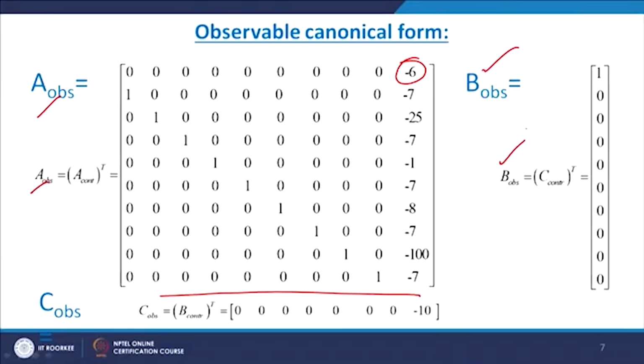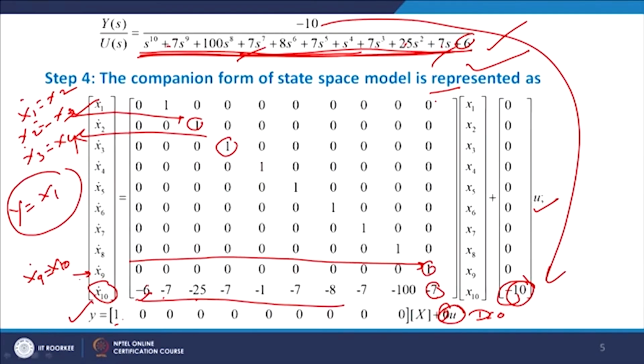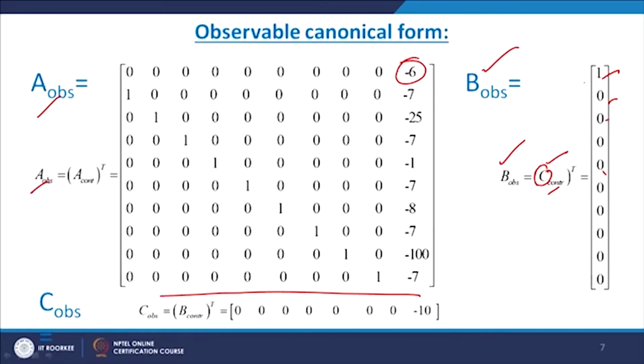Now, about the B observable. B observable means the transpose of the C matrix which is obtained in the controllable canonical form. So, the transpose of the C matrix, which is in companion form or controllable canonical form, is represented as 1 0 0 0 0. You will see that this is 1 0 0 0 0, and when we take the transpose of it, we will get 1 0 0 0.